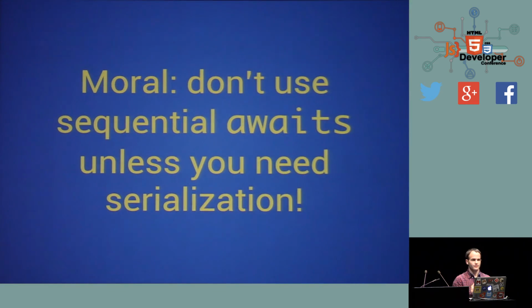So the moral is, don't use these sequential waits unless you really need the serialization. Remember our earliest example where we were fetching a customer name for an order. In that example, we did need serialization. The customer depended on us having first retrieved the order. So when you're looking at your code, trying this out, identify, do I need this to be serialized or can I do this in parallel? It's really important.